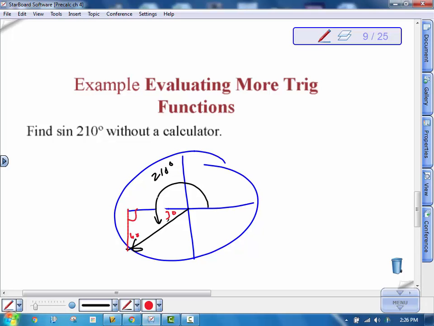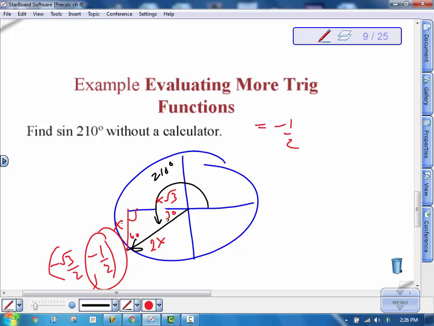We know these values on our unit circle. The sine is going to be the y value, which is negative 1/2. So we want that answer. And if you don't remember that from the unit circle, or you don't have your unit circle, you can also use the special right triangle values. If you write these relationships down and do opposite over hypotenuse, you have x over 2x, which is 1/2. And make sure that it's negative because you're going down.